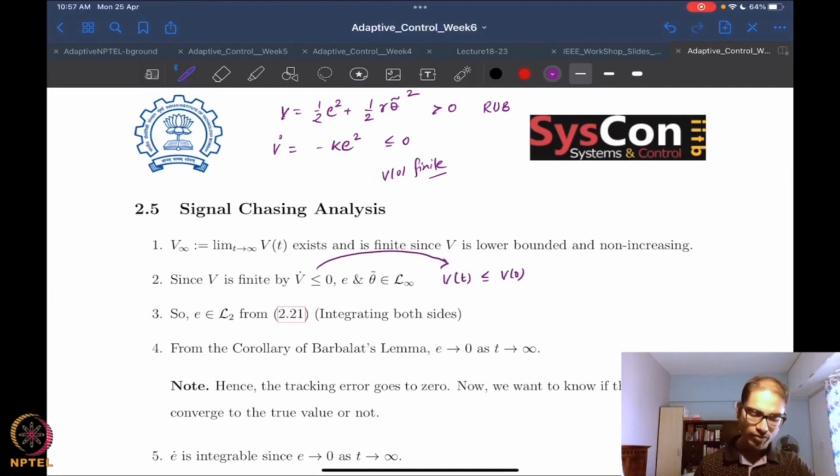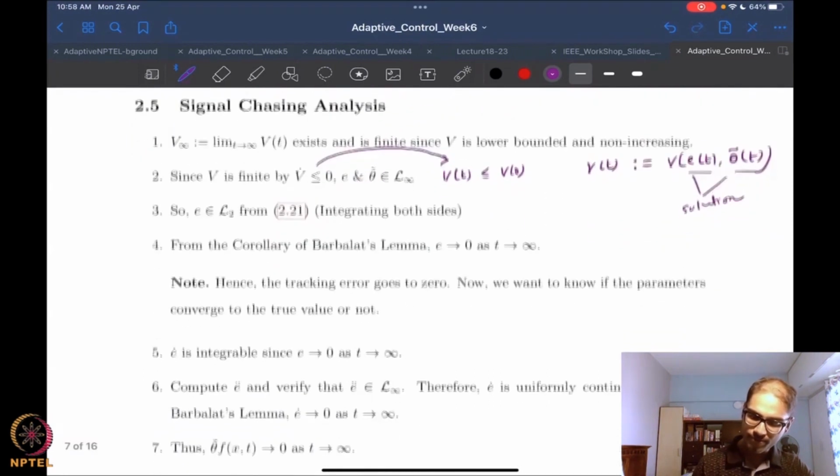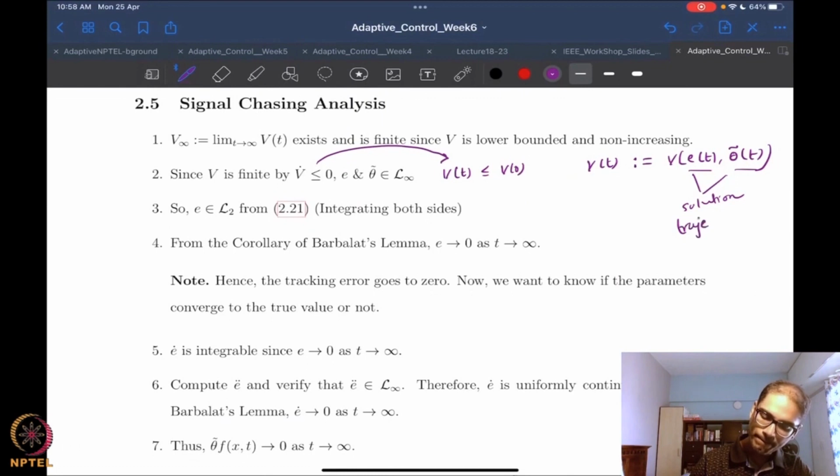Notice that I am using this funny notation. Earlier V was a function of e and theta tilde; although I've not written it, it was something like V of e, theta tilde. But now suddenly I'm writing V as a function of time. Please do not get confused. Whenever I say V of t, it's actually defined as V of e of t and theta tilde of t. And what are e of t and theta tilde of t? These are solution trajectories.